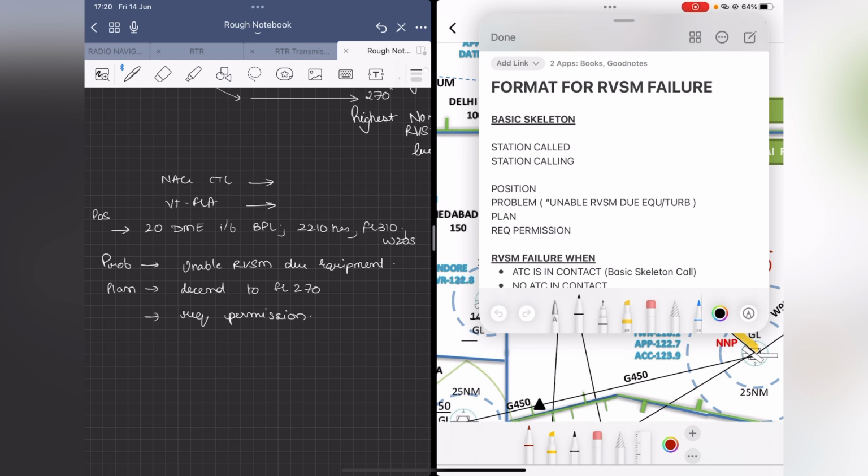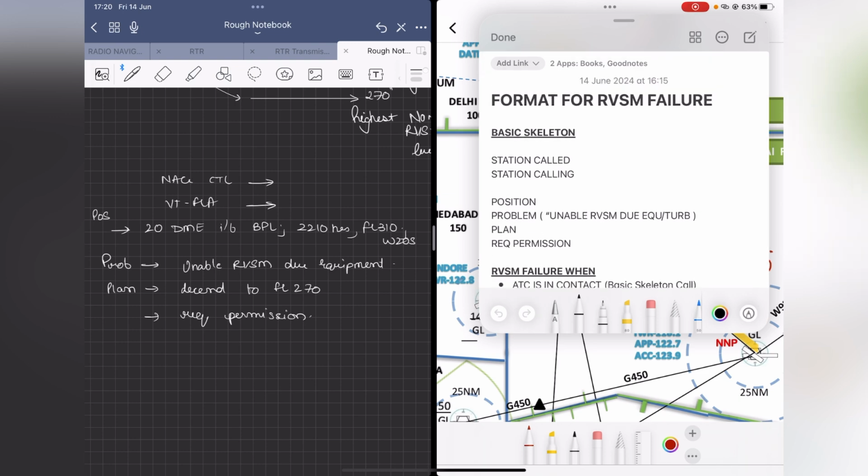Right, it's very straightforward. Whom are you calling? Who is calling? What's your current position? What's your problem you're facing? What's the plan? Very straightforward. Now, this format is absolutely great, and this is the format you'll be following when you are in contact with the ATC. You are in touch with the ATC and you face an RVSM failure.